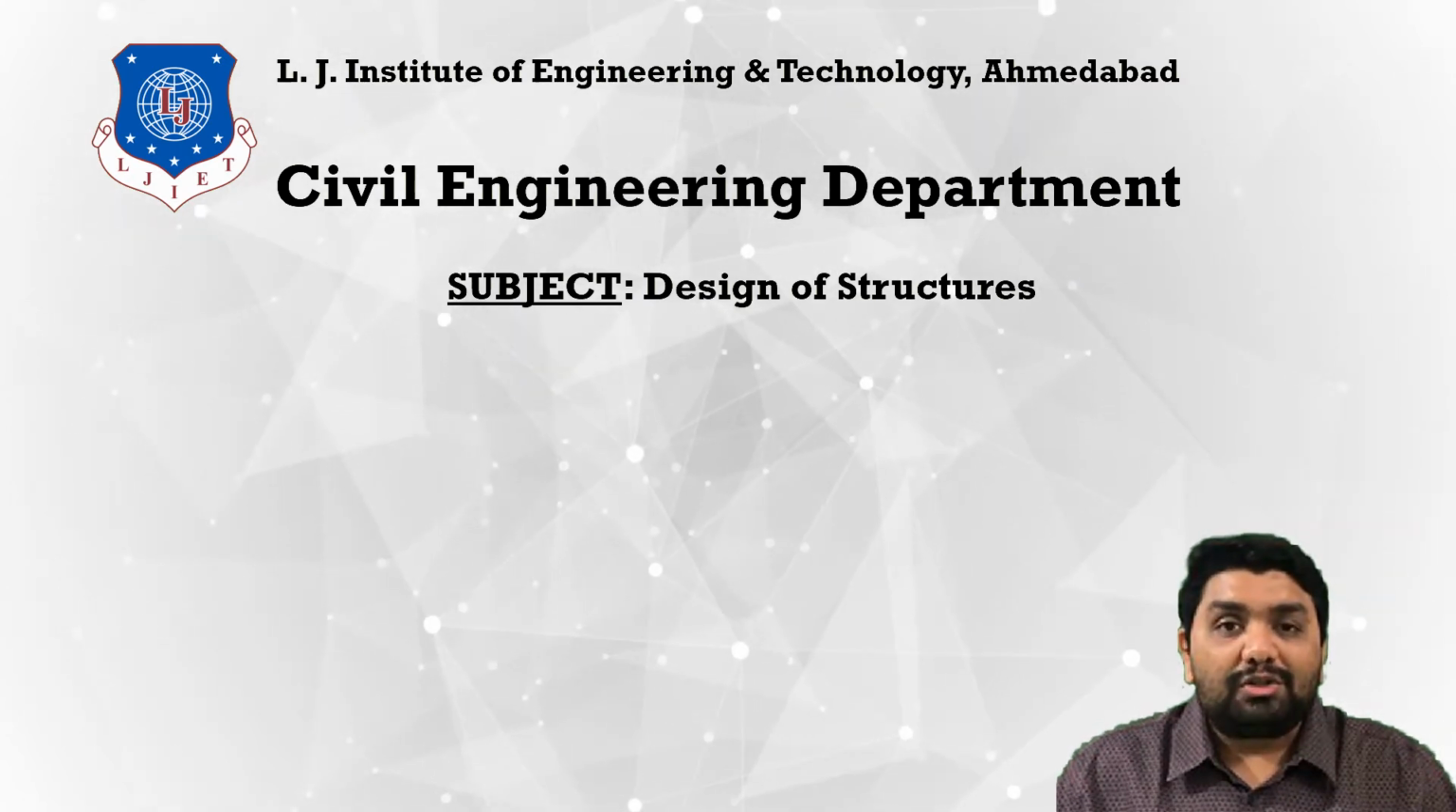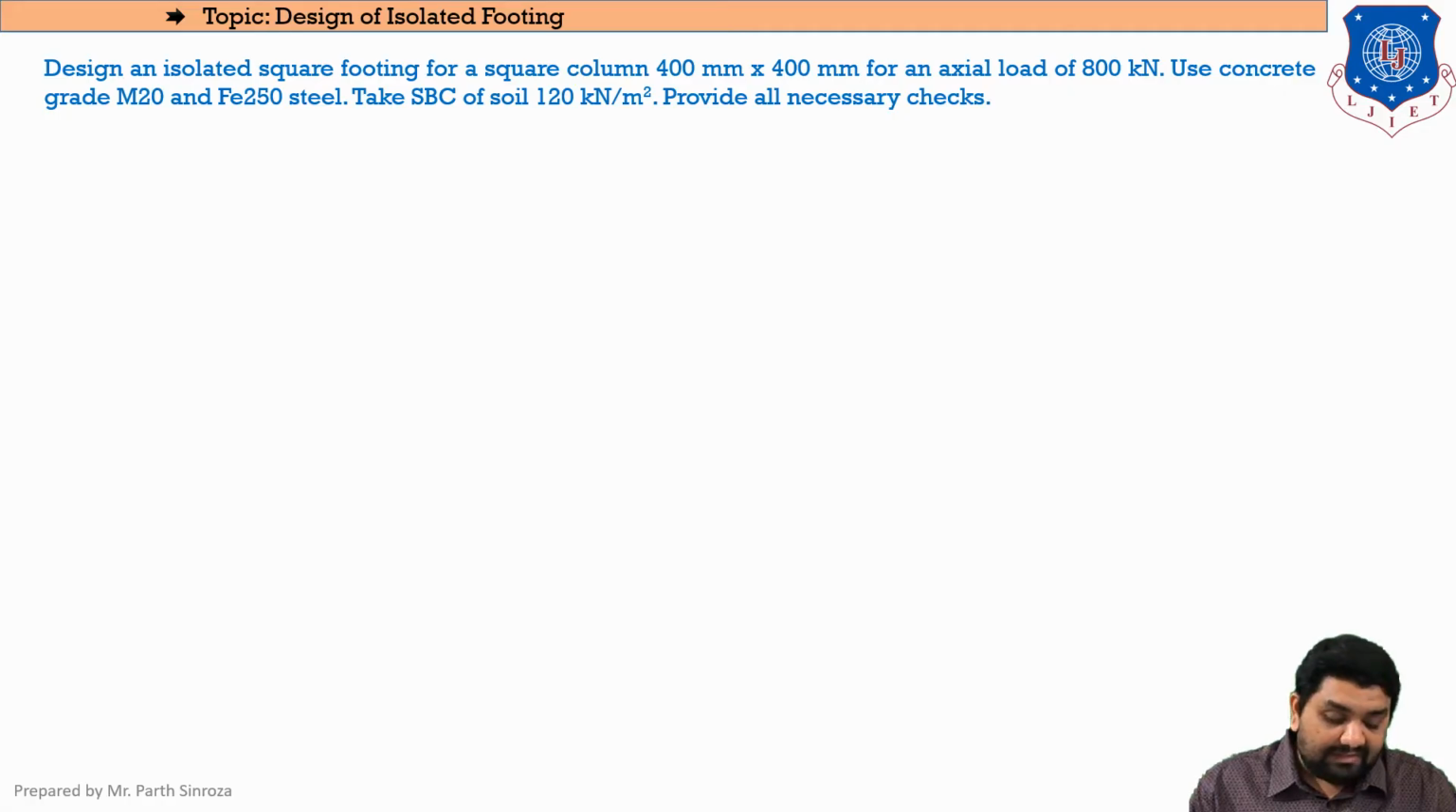So moving to today's question, the question here is: design an isolated square footing for a square column having the dimension 400 mm cross 400 mm. These are the dimensions of the column that is resting on the foundation that is to be designed, and it carries an axial load of 800 kN. Keep in mind, it only mentions axial load, it does not mention the word design load or factored load, so we always need to multiply it by 1.5. Use concrete grade M20 and Fe 250 steel.